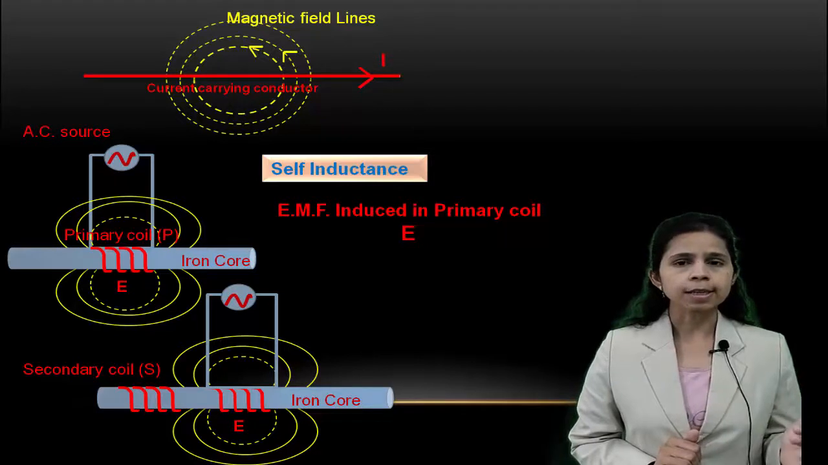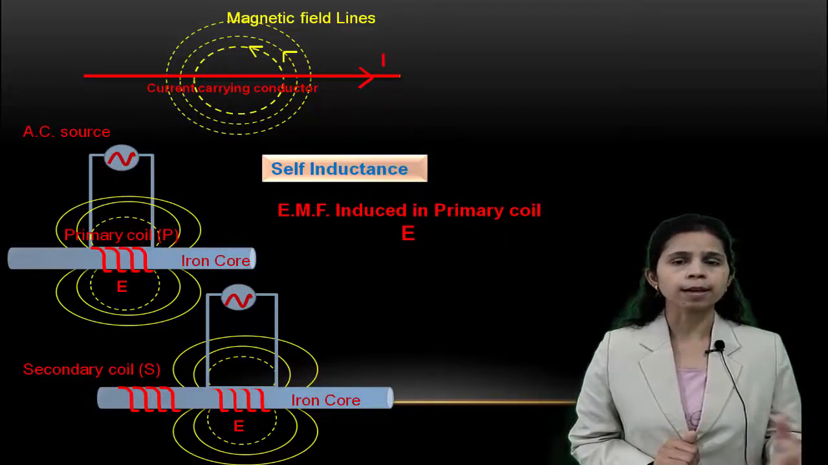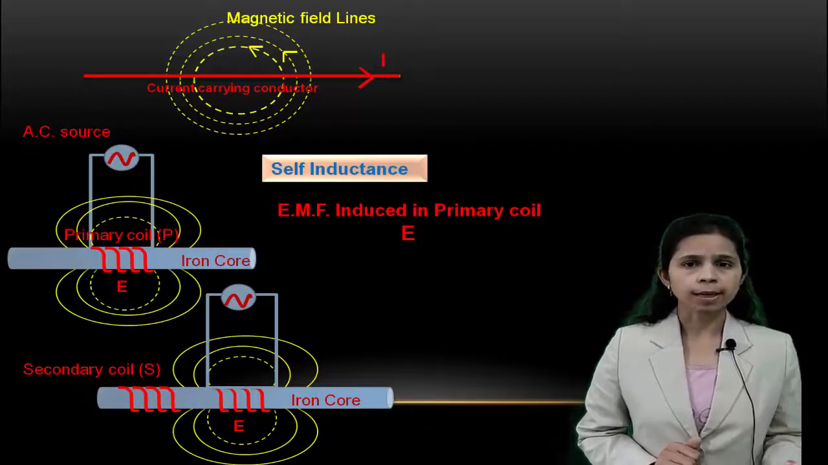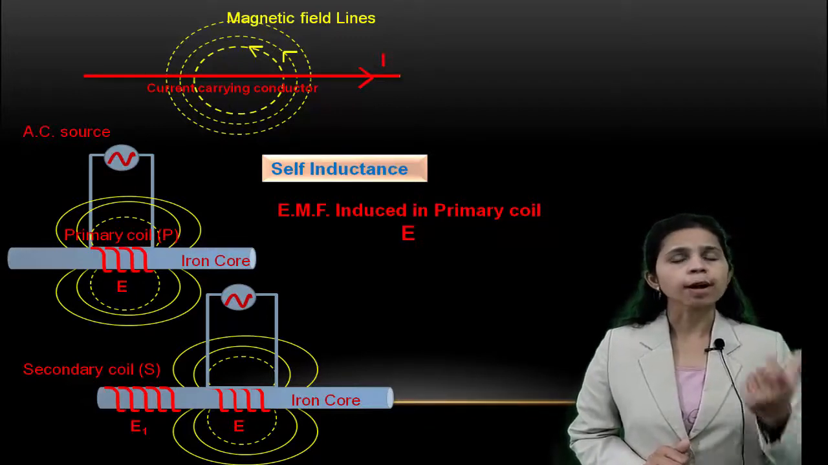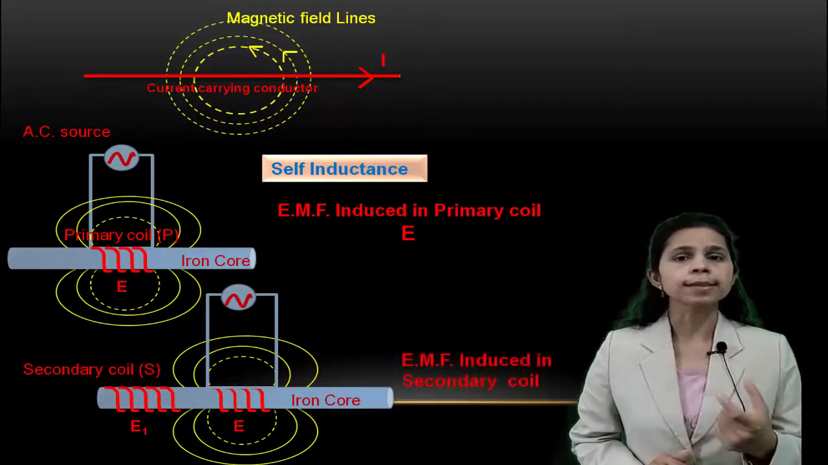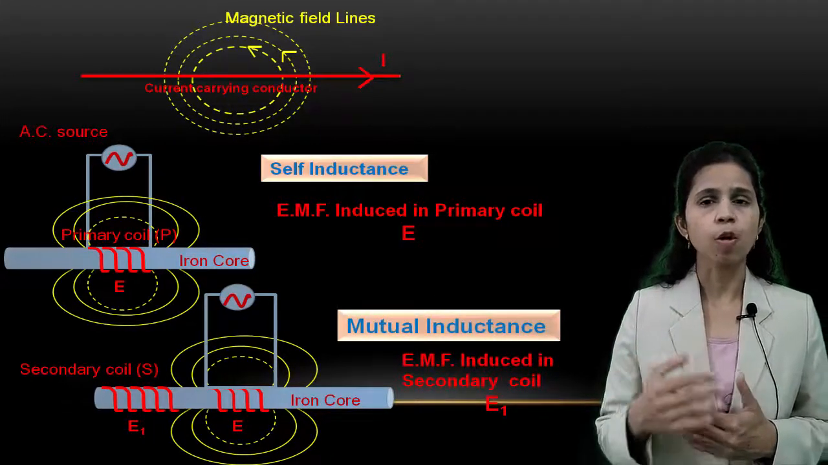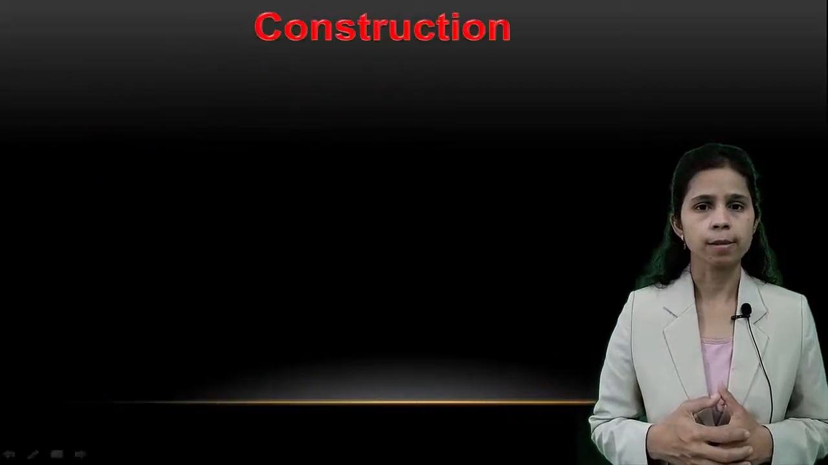And as the changing magnetic flux linked with the secondary coil is changing, EMF will be induced in the secondary coil due to current flowing in the primary coil. This is EMF E1. So this phenomenon is called mutual inductance.